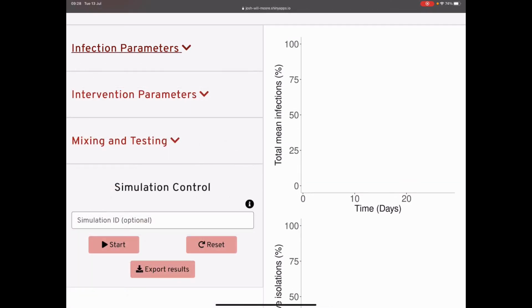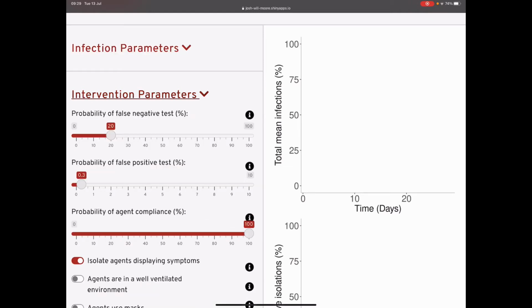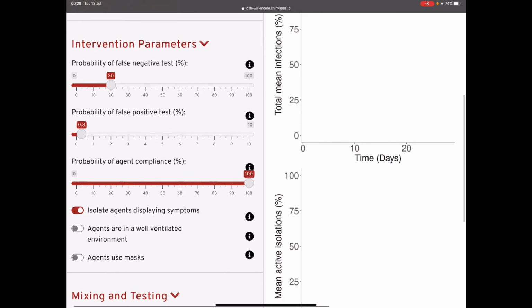The next set of parameters are all about the interventions. So we've set the infection simulation up. It will tear through the class, but what we want to try and do is stop that. So we add a number of interventions, non-pharmaceutical interventions, that will help us understand how we can stop the infection spread. The first one is the probability of false negatives, and the second one is the probability of false positives.